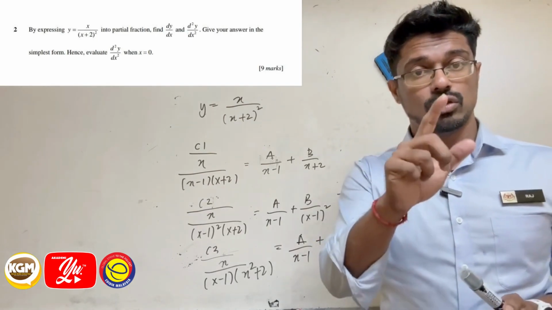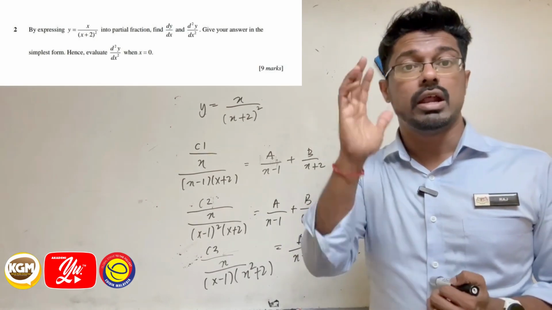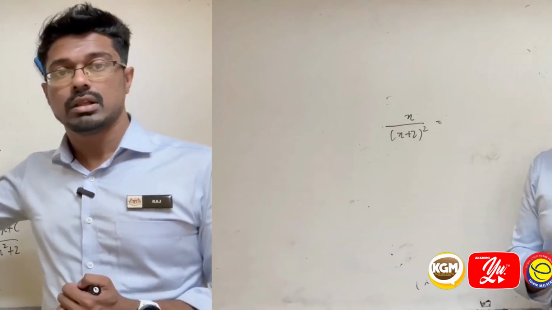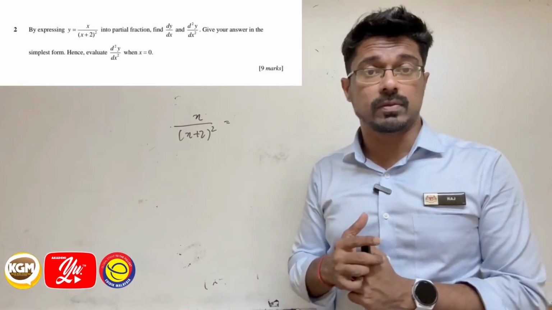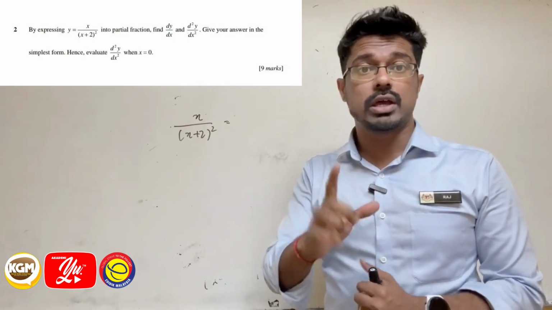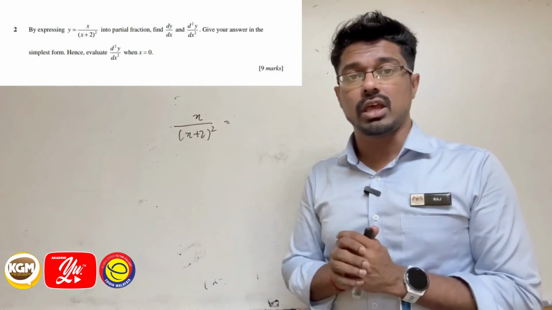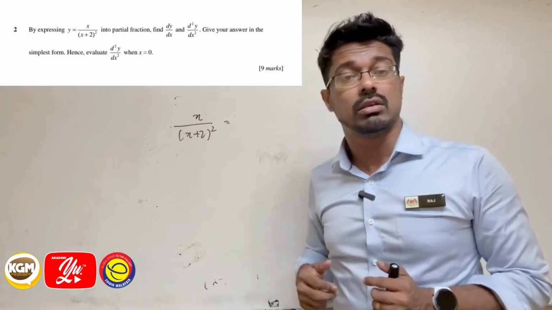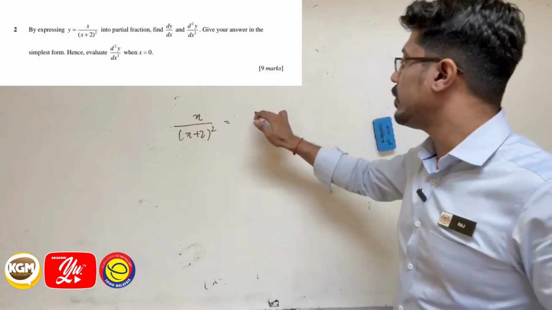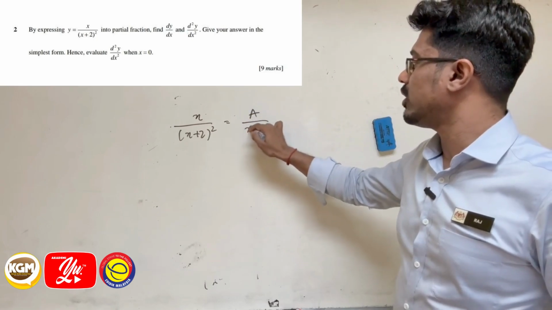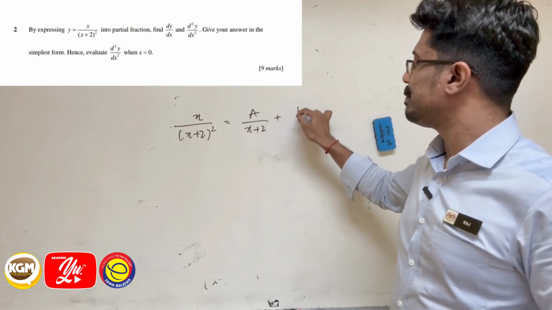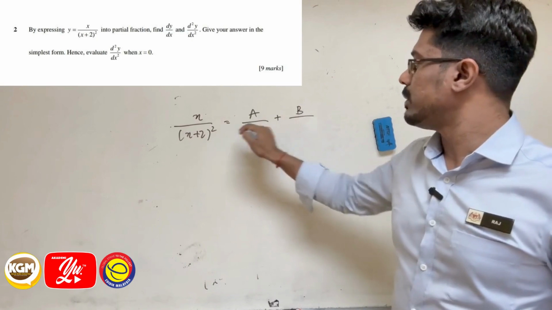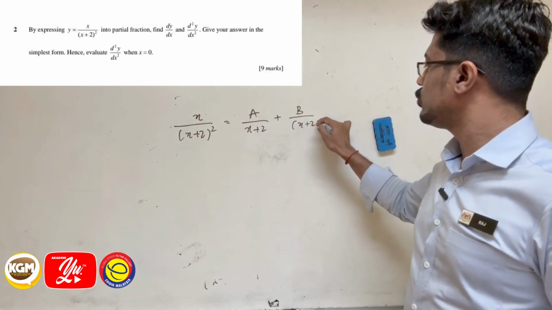All right, so you know the cases. Now let us go and see. For this one, we need to see what case this is. As you can see here, I have x plus 2 squared, meaning to say x plus 2 is being repeated twice. So what do I do? I go and write down A over x plus 2, plus B, then I repeat one more time, over x plus 2 squared.